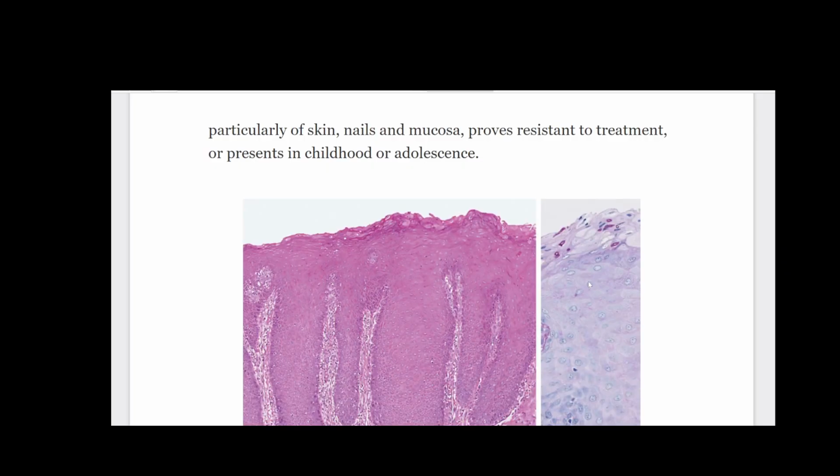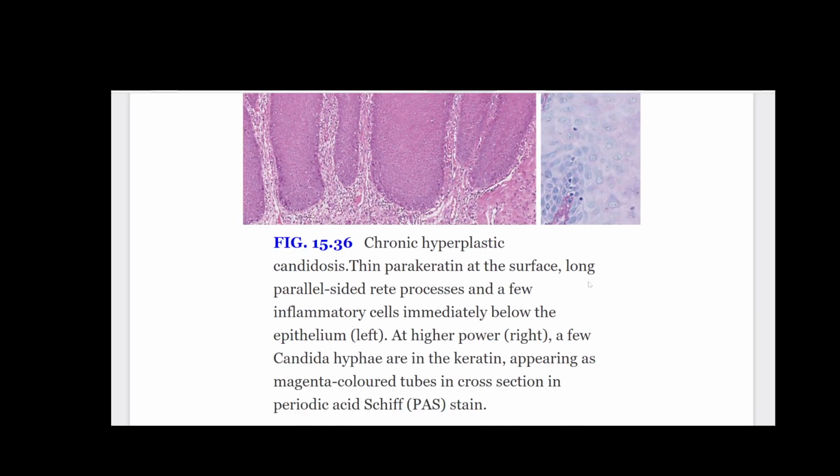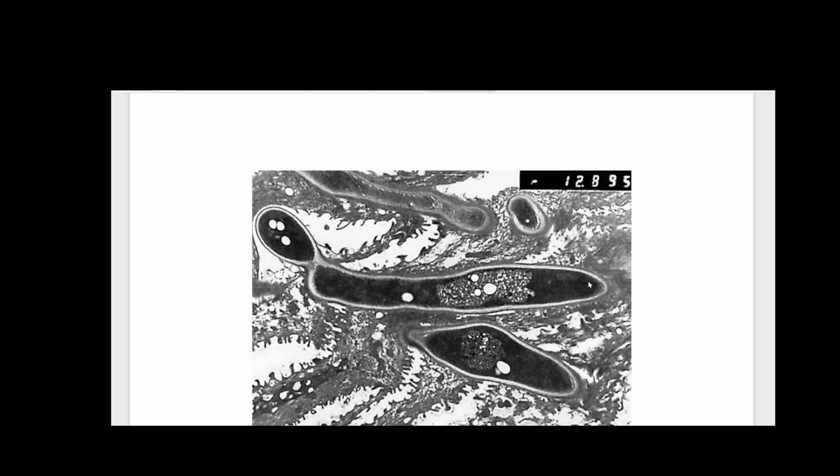Fig. 15.36 Chronic hyperplastic candidosis. Thin parakeratin at the surface, long parallel-sided rete processes and a few inflammatory cells immediately below the epithelium, left. At higher power, right, a few Candida hyphae in the keratin, appearing as magenta-colored tubes in cross-section in periodic acid Schiff, PAS, stain. Fig. 15.37 Electron micrograph showing 2 Candida hyphae, very dark, growing through superficial keratinocytes of the oral mucosa. Note how they penetrate through the cells and do not grow around them.